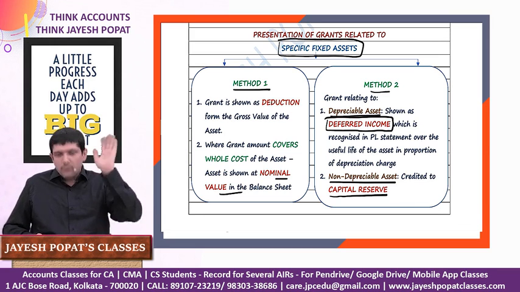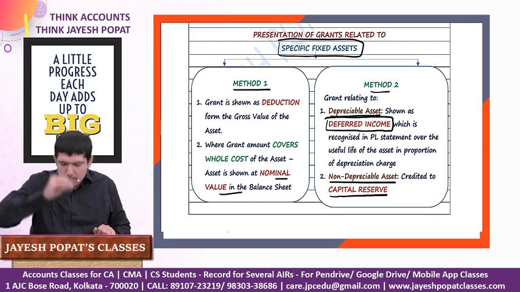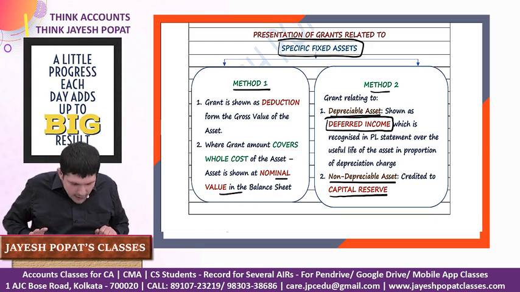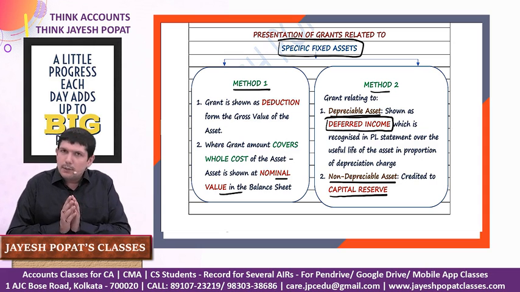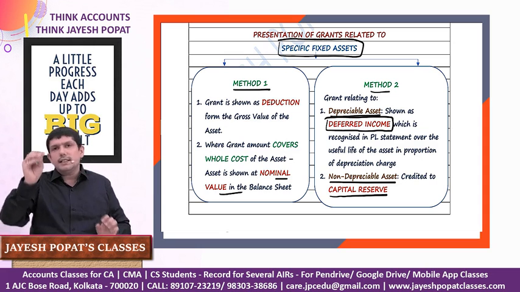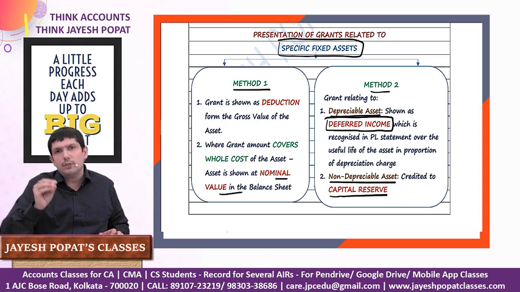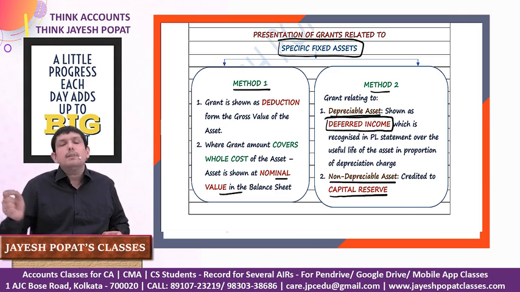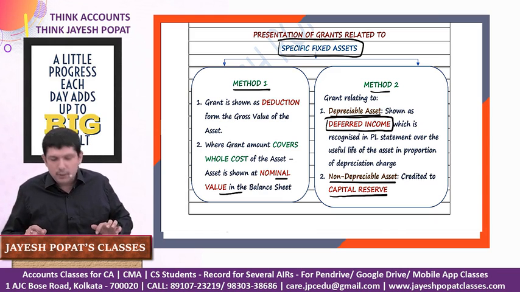So two approaches: one, you deduct the amount of grant from the value of the asset and depreciate the remaining value over the useful life of the asset. If the amount of grant covers the entire value of the asset, record the asset at some nominal value. Second approach, you see whether it's in relation to a depreciable or non-depreciable asset. If it is in relation to a depreciable asset, treat the amount of grant as a deferred income and credit some proportion from the deferred income to the statement of profit and loss in the same proportion in which you are charging depreciation on the asset in relation to which you have received this grant. If it is in relation to a non-depreciable asset, you straight away take the amount of grant to capital reserve.